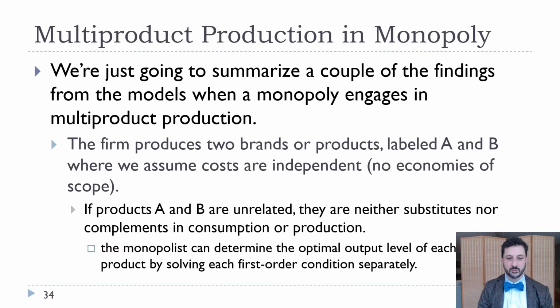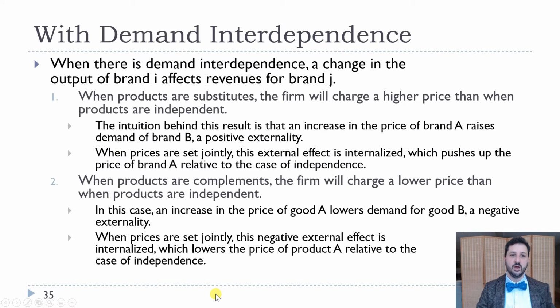You can determine the optimal output level of each product by setting marginal revenue equal to marginal cost in your first order conditions, and you don't have to worry about it, right? They're independent. It doesn't matter. There's no economies of scope. There you go. But with demand interdependence, you do have to worry about it, right?